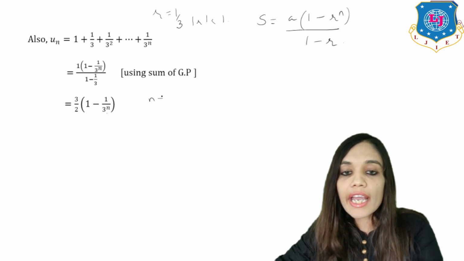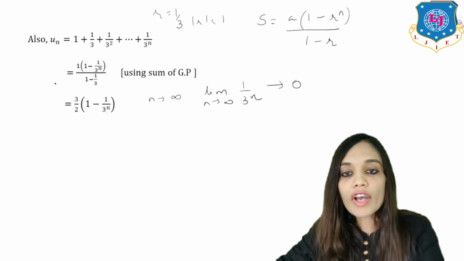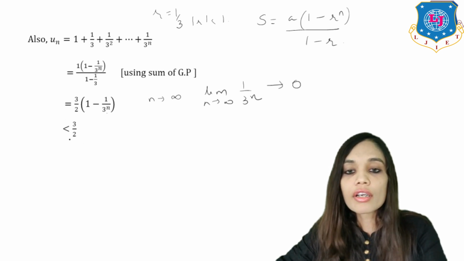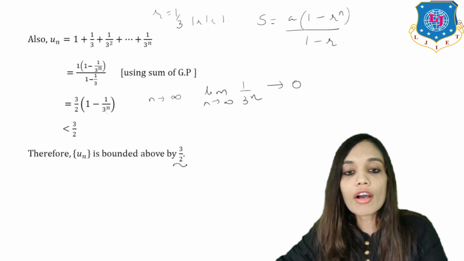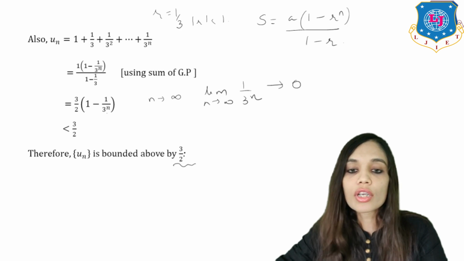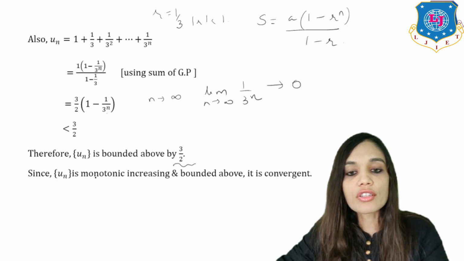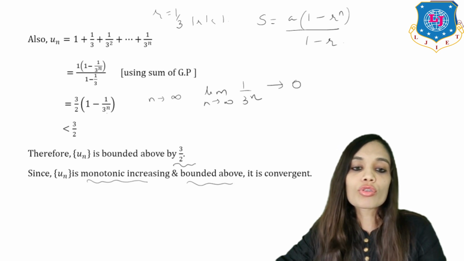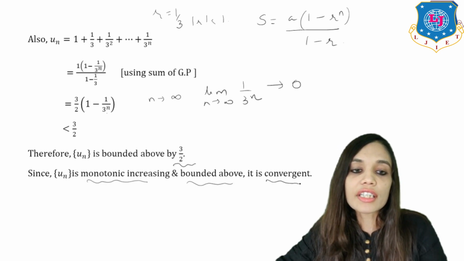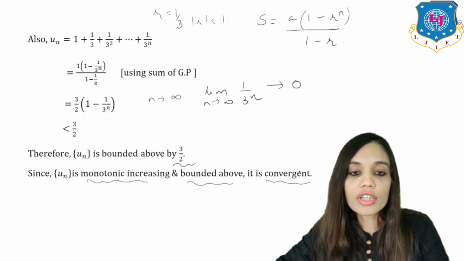Now as you take n tends to infinity, limit n tends to infinity of 1 upon 3 raised to n will go to 0. So finally your un will be less than 3 by 2. Right? So we can say that the given sequence is bounded above by 3 by 2. Therefore, our sequence was monotonic increasing and also bounded above. So directly from the theorem we can say that it is convergent.